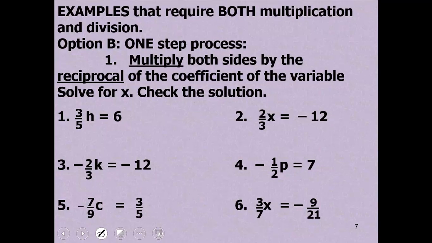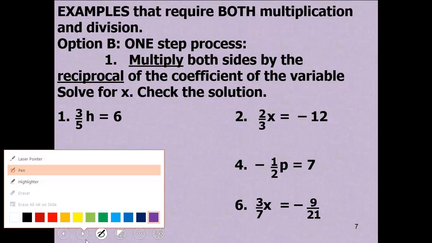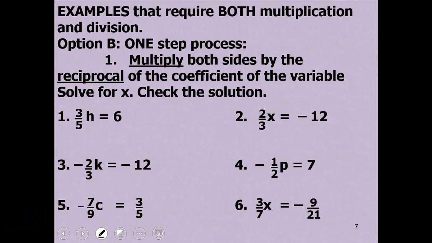Okay, here's option B. This is the second way to do it. Option B, this is a one-step process. You're going to multiply both sides by the reciprocal. Do you remember how to make a reciprocal? Keep, change, flip. You're flipping that fraction, all right?